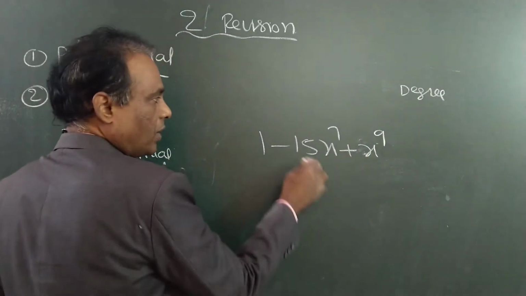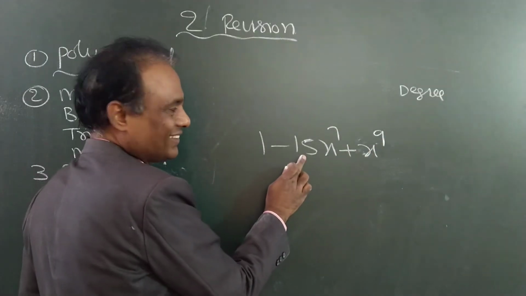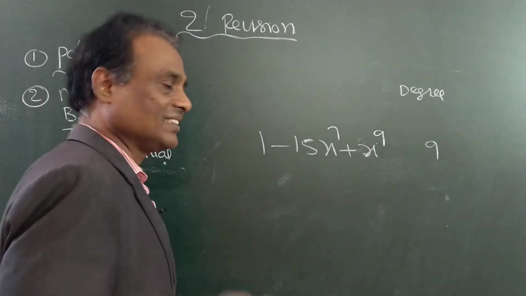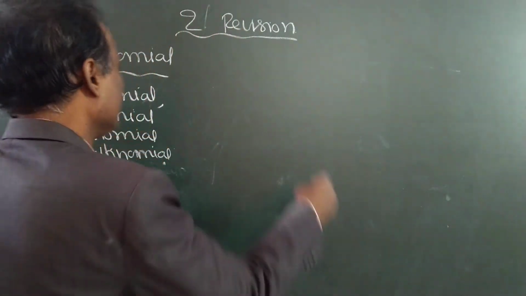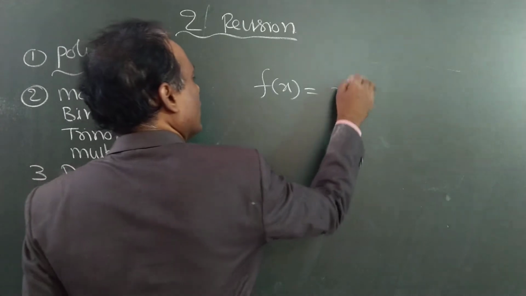What is the degree of this polynomial? 9. Don't look at the coefficient. Only the powers we have to see. 9 is the degree. Like this. See here. Next, suppose this is a polynomial.